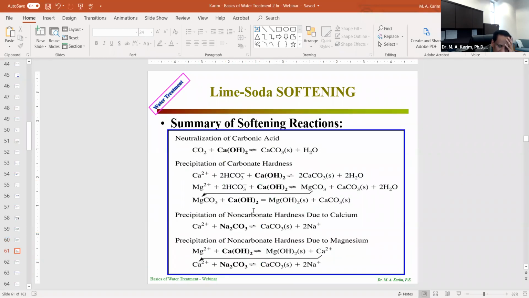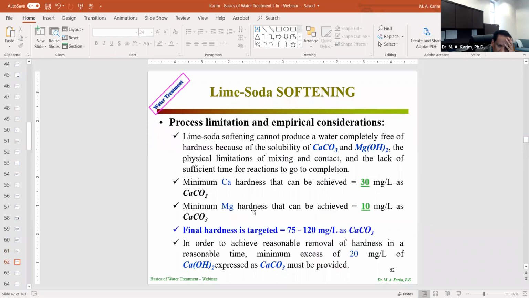Here are the reactions in one page, all of them without any explanation, and here are the ones that we can do during the process. In these cases, the minimum calcium hardness that can be achieved is 30, and the minimum magnesium hardness that can be achieved is 10. So that means 40 should be remaining there. Bringing it down below this is not possible, it's not easy.